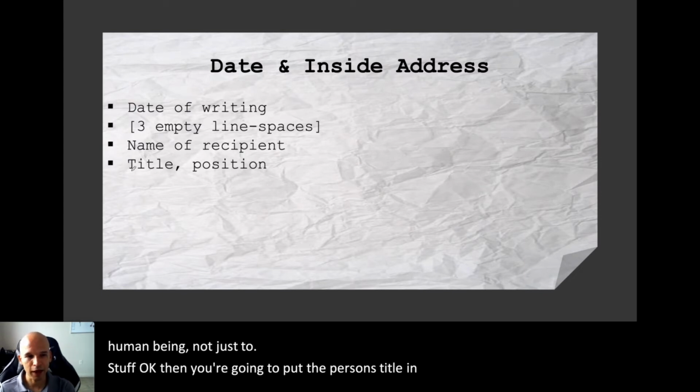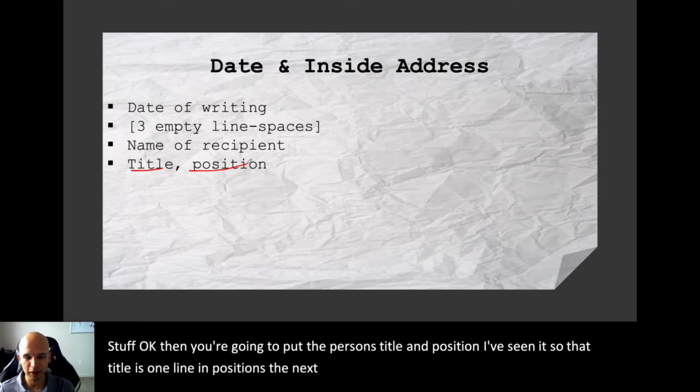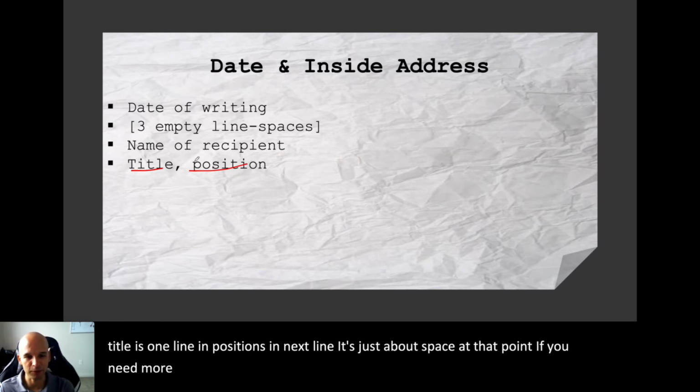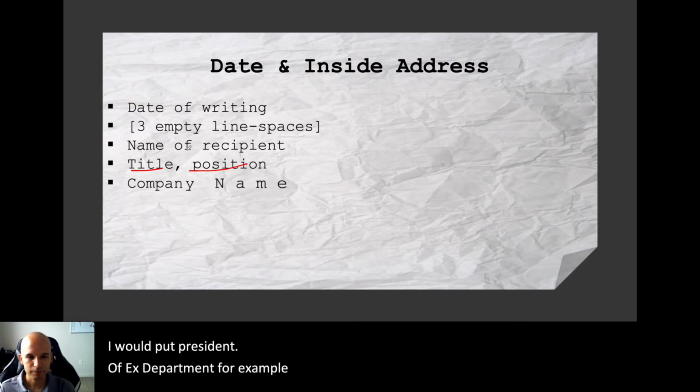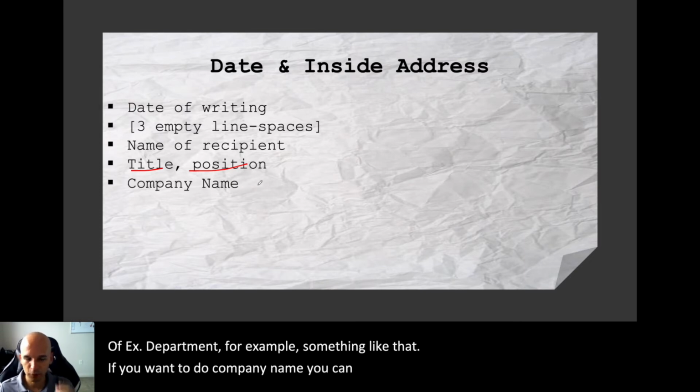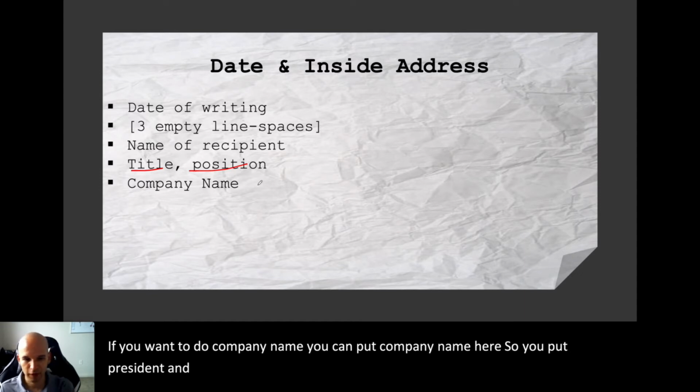I've seen it so that title is one line and position is the next line. It's just about space at that point. If you need more space, I would probably put title and position on the same line. So I would put president of X department, for example. If you want to do company name, you can put company name here. So you put president and then Mark Pharmaceutical Company, whatever.